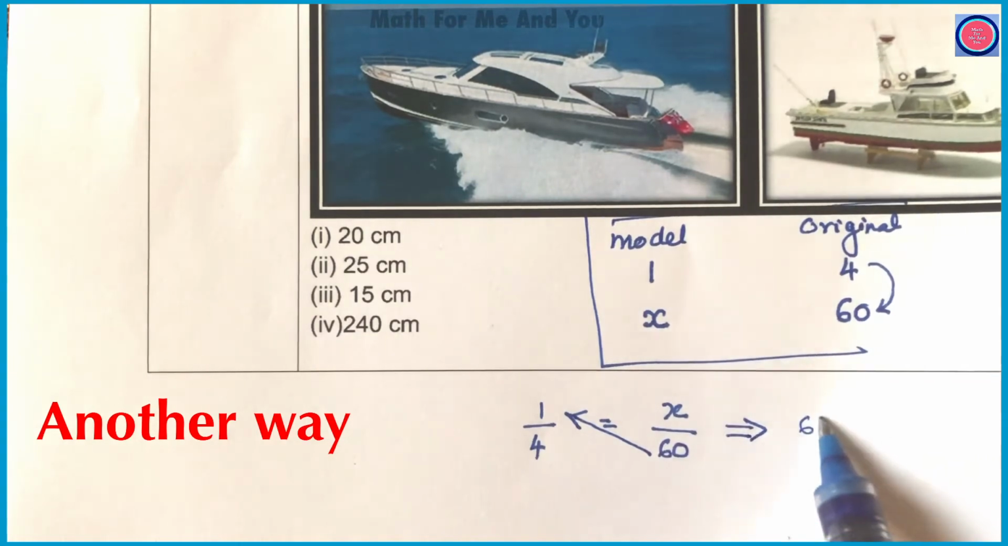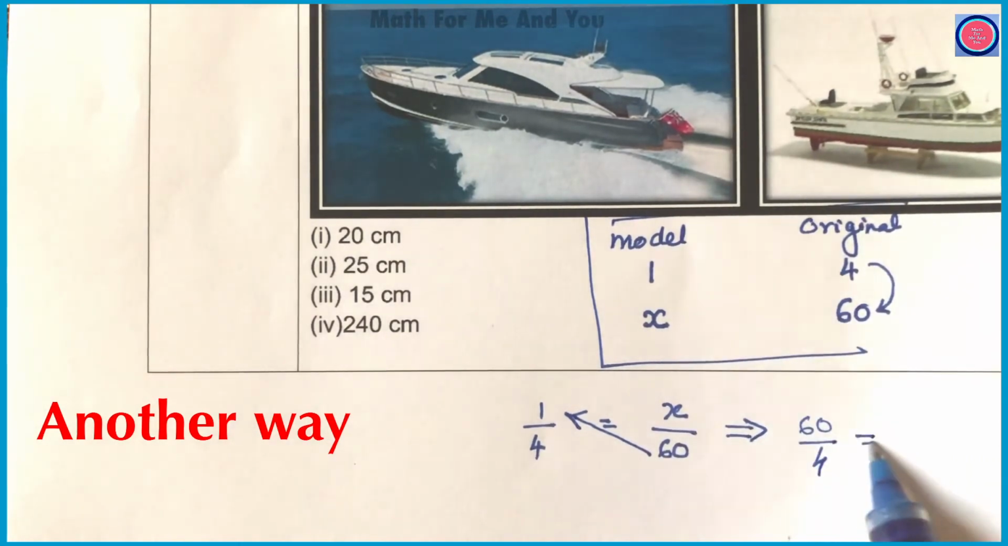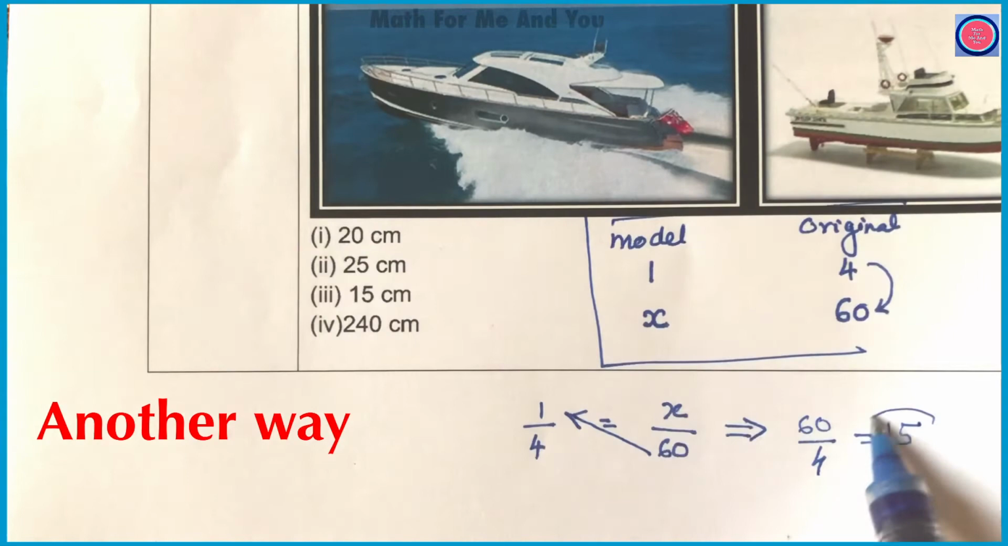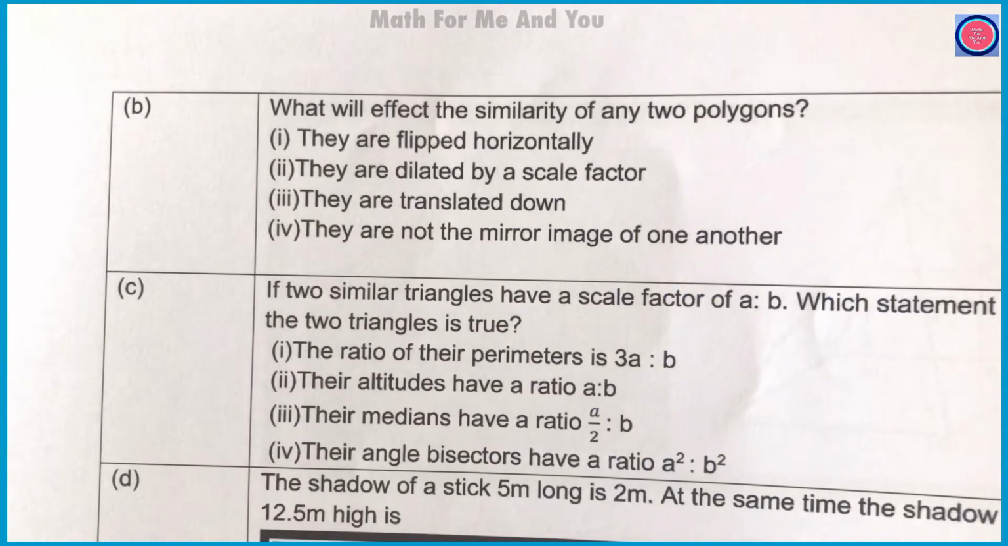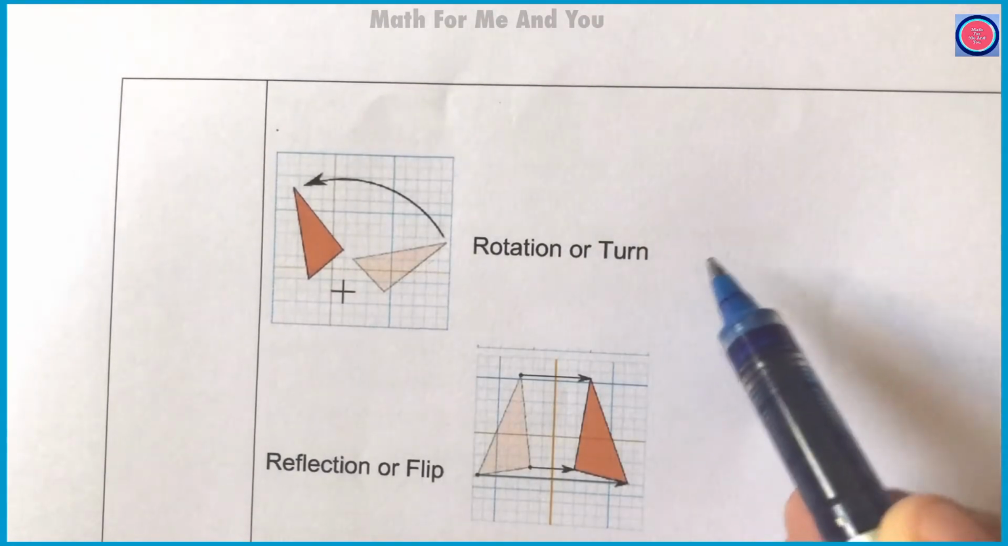60/4 is 15. The model boat is of width 15 centimeter, and that is the correct answer, which is option 3. Next question. What will affect the similarity of any 2 polygons?